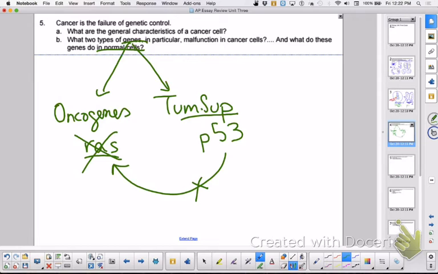Normally, tumor suppressor genes work just fine. P53 genes code for proteins that stop the cycle, allow the cell to repair itself, and if it doesn't repair itself, then they what? Kill the cells. So when those aren't doing their job, that's when you end up having cancer. All right? So let's move on to our next question.